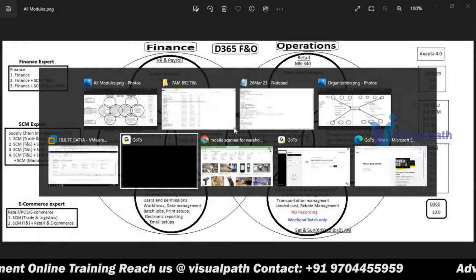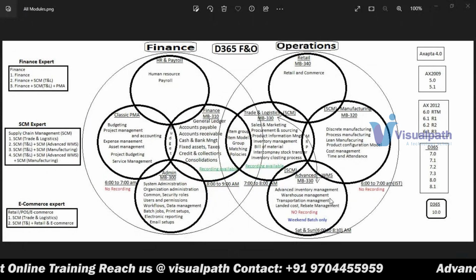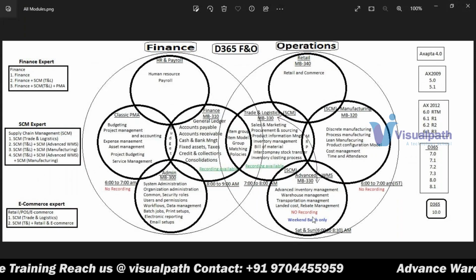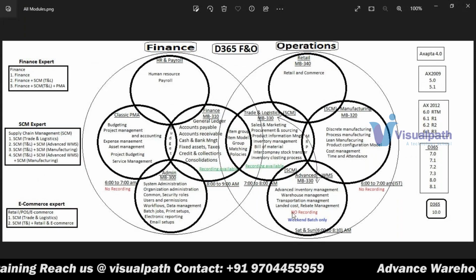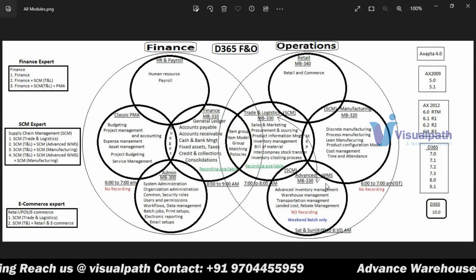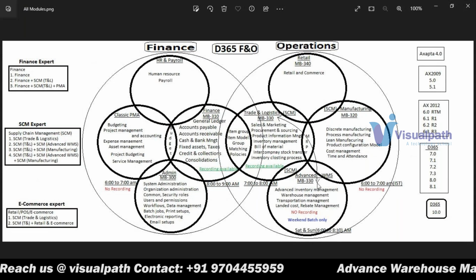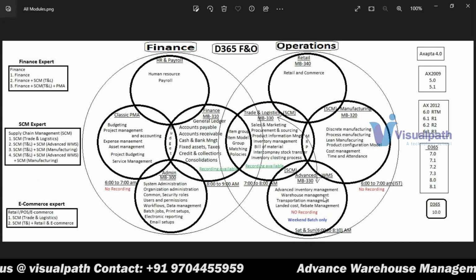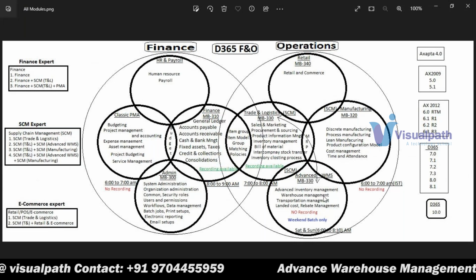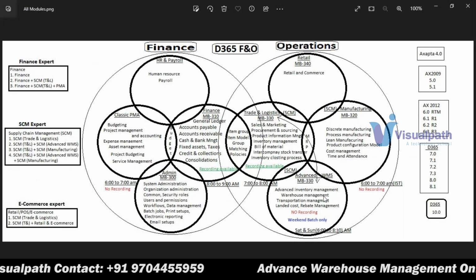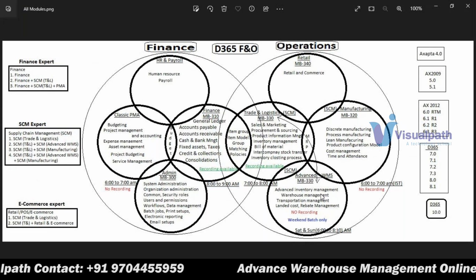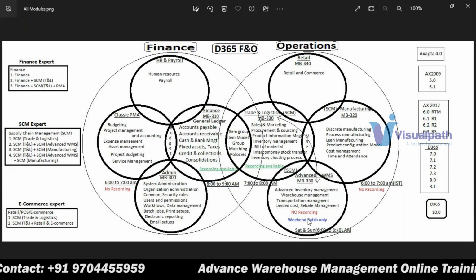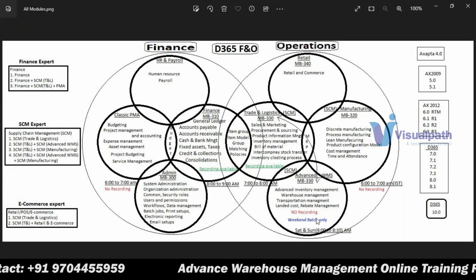Is there any particular reason for not providing the recorded videos for advanced warehouse management? So this is completely my personal reason. This is very valuable. As I told you, people are charging 80,000 rupees for advanced warehouse management alone, but the institute will not charge like that. It is a small amount only. I don't want my recorded session to be in the market, because that is my asset.